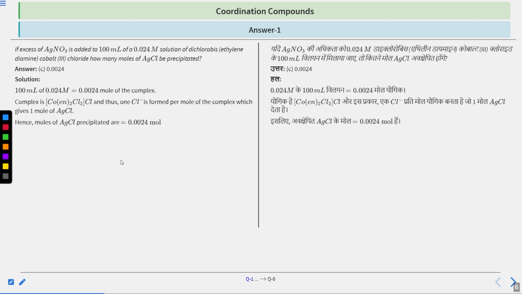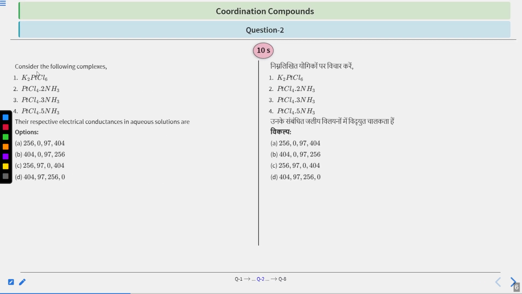Let's move to the next question. Question number 2. Consider the following complexes: K2PtCl6, PtCl4·2NH3, PtCl4·3NH3, PtCl4·5NH3. Their respective electrical conductances in aqueous solutions are. So what we have to find out is what will be the conductances of these complexes in the aqueous solution.